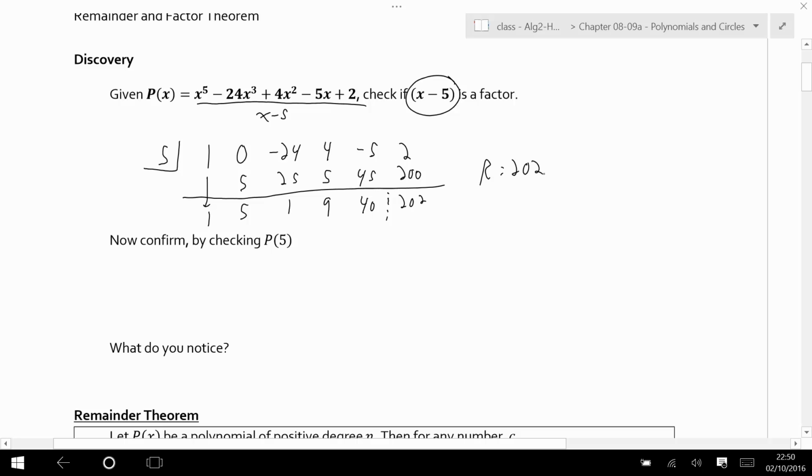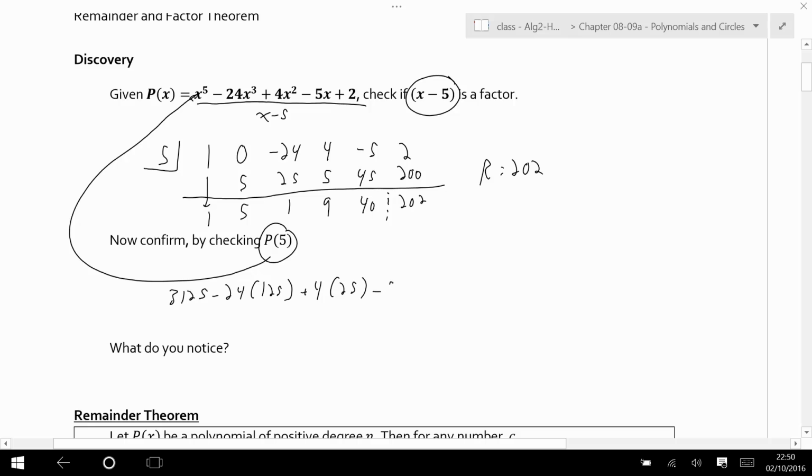Now it says to confirm by checking p of 5. I don't know what it wants me to confirm, but let's plug it in. That's what p of 5 means. It means I want to do 5 to the 5th power. Well, 5 to the 5th power is 3125 minus 24 times 125, because that's 5 to the 3rd power, plus 4 times 25 minus 5 times 5 plus 2.